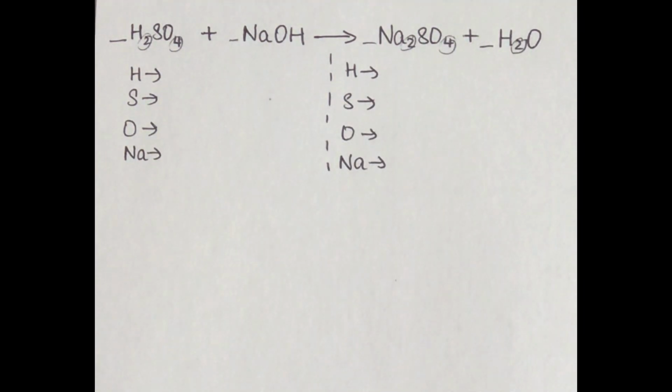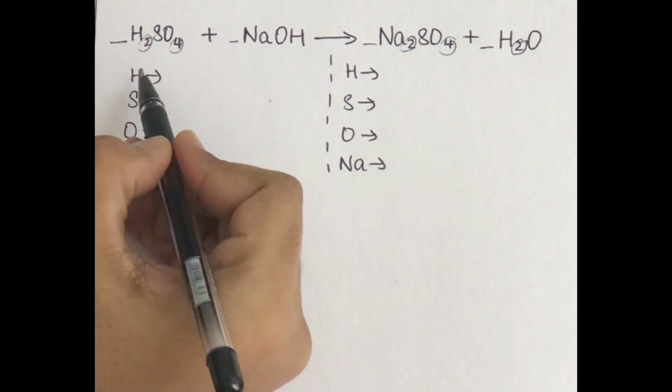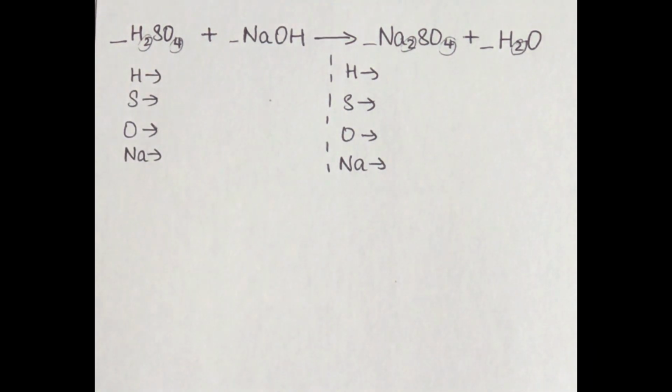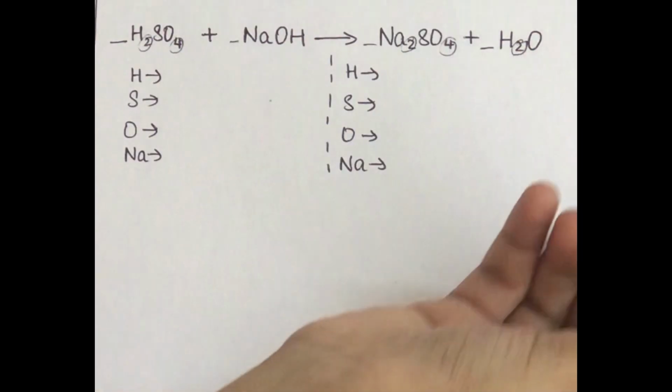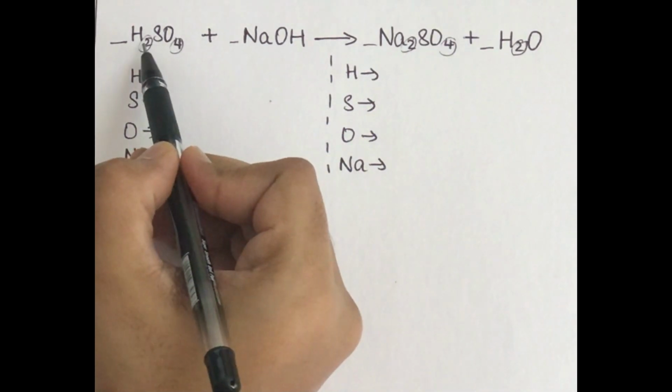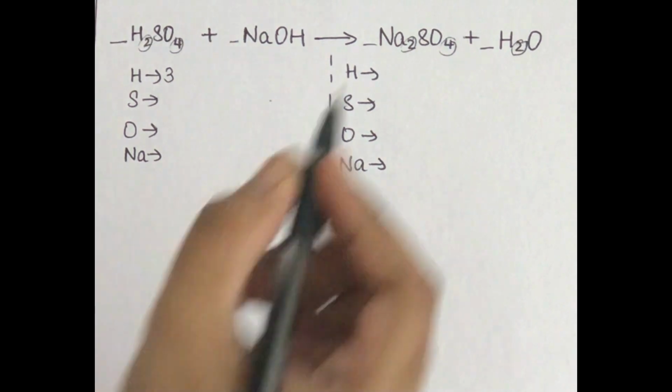So this is an example of an unbalanced equation: H2SO4 plus NaOH gives Na2SO4 plus H2O. For the process of balancing this equation, first draw a dotted line and write all the elements on both sides. They are the same. So we have hydrogen, sulfur, oxygen and sodium. Count the number of hydrogens on both the left side and the right side. For the left side there are 2 plus 1 which is 3 hydrogens. On the right side there are just 2 hydrogens.